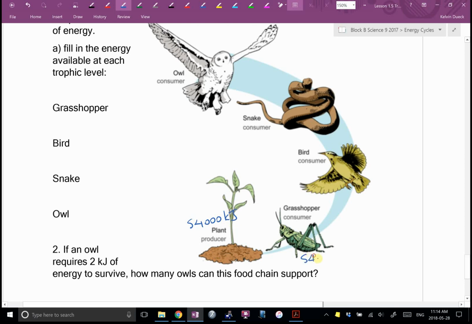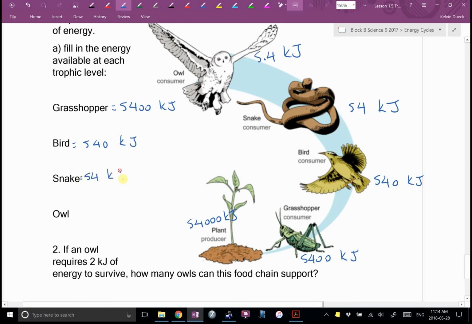kilojoules. Knock off a 0. Knock off a 0. Knock off a 0. How do I knock off a 0 from 54? 5.4? Sure. Okay. So let's write it down. Grasshopper was 5,400 kilojoules. Bird was 540 kilojoules. Snake was 54 kilojoules.